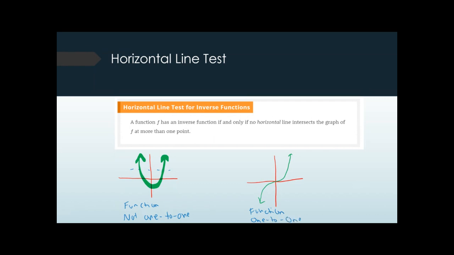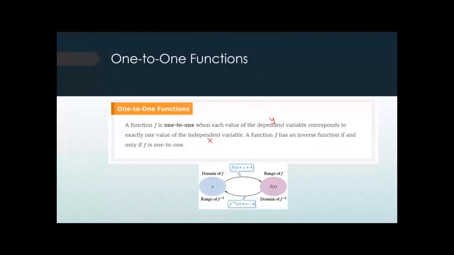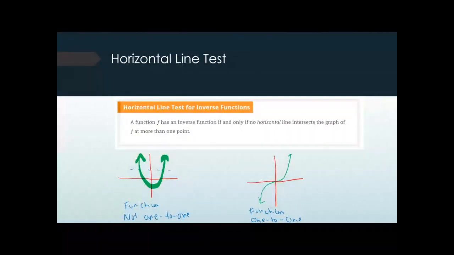And then because of that, it has an inverse, and we can find the inverse. Now, if we really wanted to find an inverse for our quadratic on the left, what we'd have to do is restrict the domain. We'd have to restrict the domain to look at a certain section that would pass the horizontal line test.